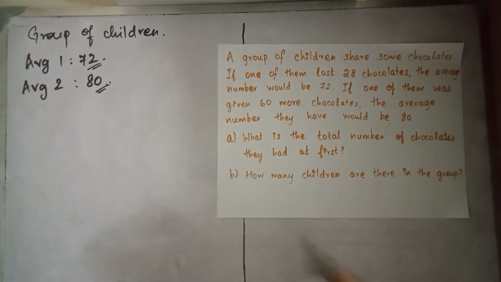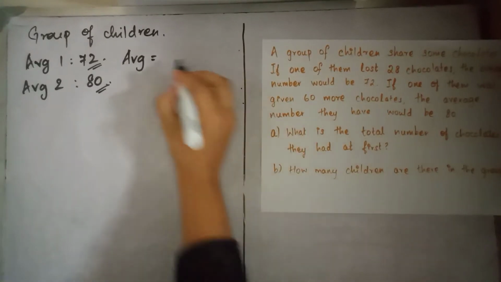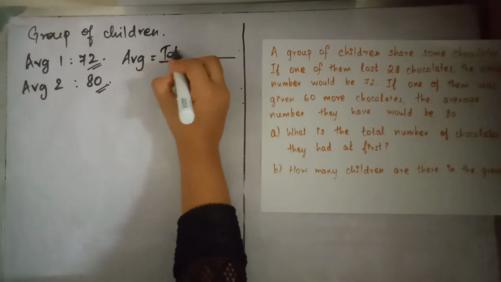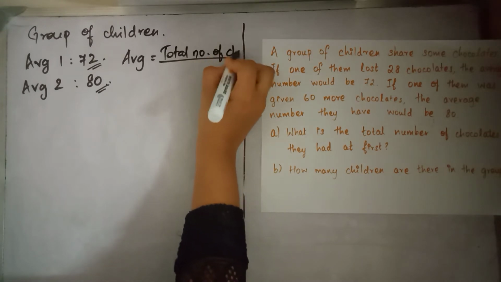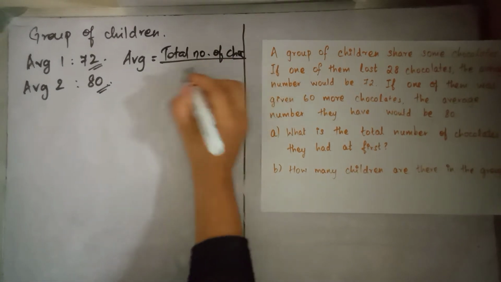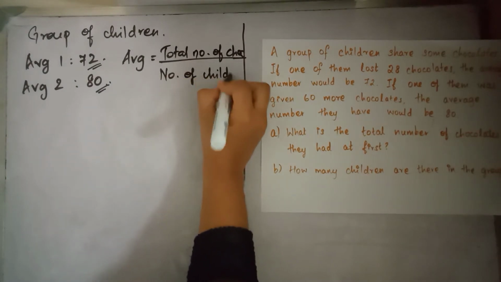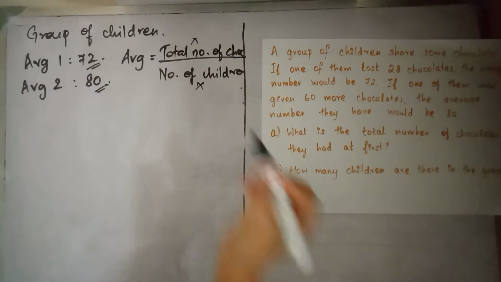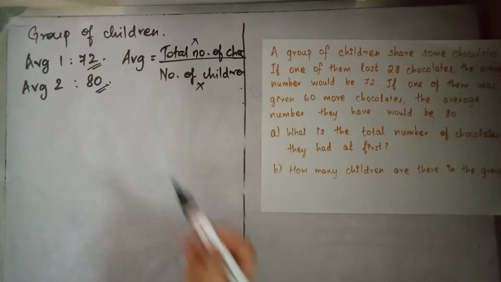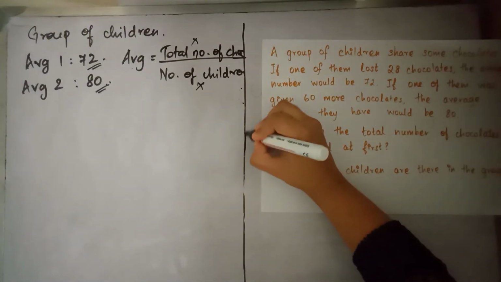What's the formula for average? Average is given as total number, in this case of chocolates, divided by number of members. So in this case, it's children. Do we know the total number of chocolates? We don't know this. Do we know the number of children? We don't know this also. Even the average is not definite. We have two different averages. So how do we proceed from here?